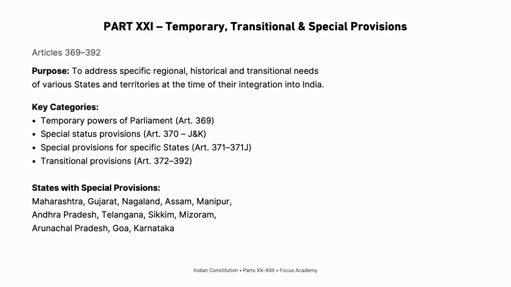Key categories: temporary powers of the Parliament, Article 369. Special status provisions, Article 370, Jammu Kashmir, and special provisions for specific states, Article 371 to 371J, including Article 371A. And then the transitional provisions, Article 372 to Article 392, which is not too important because it is transition time.